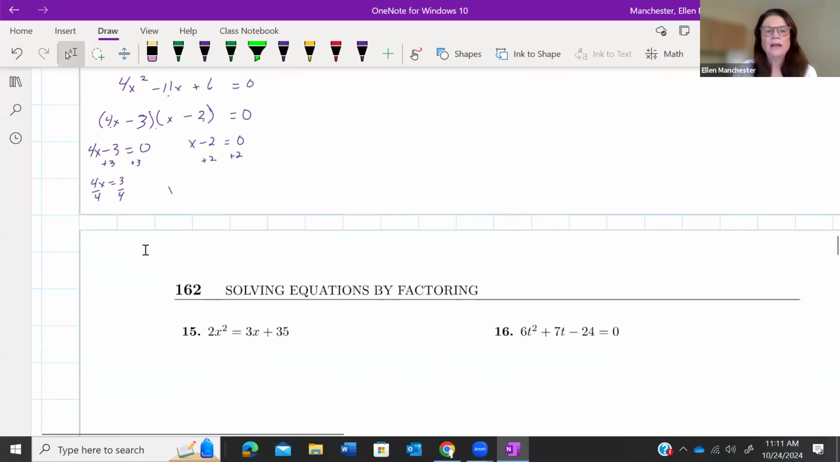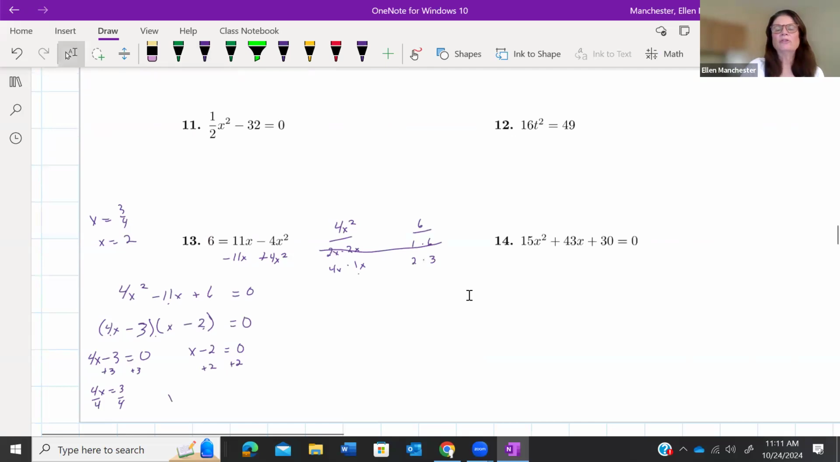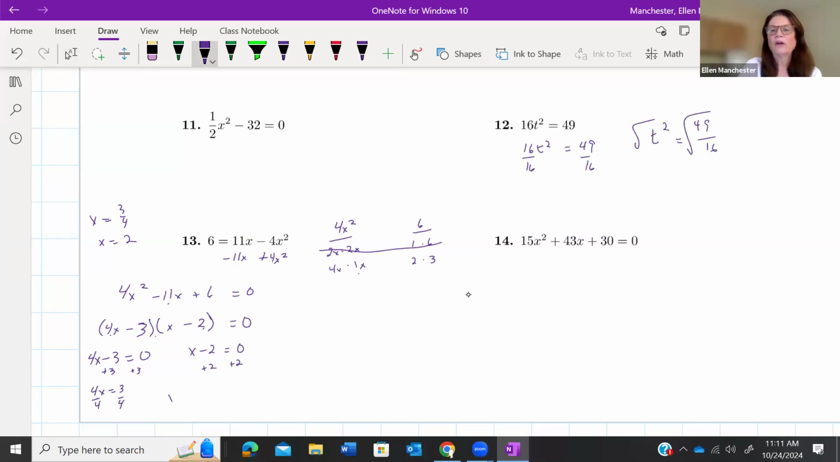Okay, I do want to get, so this one here, this number 12, because t squared is by itself, right? So this is where we can use our square root method, right? When t squared is by itself. So divide both sides by 16. 49 over 16, and then we square root both. So I get t equals 7 over 4, and t equals -7 over 4. So don't forget, every time you square root, it's a positive or a negative.